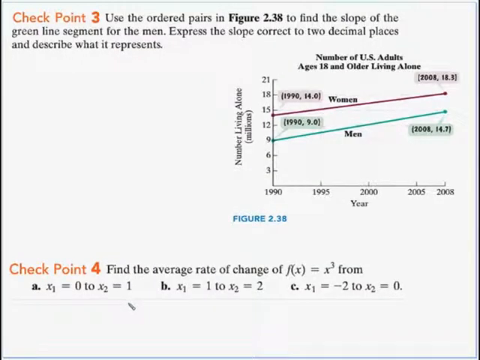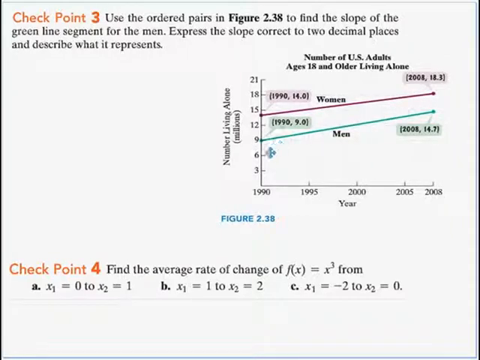All right, some for you to try on your own. Again, checkpoint 3, I just recopied the graph here, we're going to do the men's slope. And then down here is just an average rate of change, so pause the video and try those, and we'll see if you got them right.